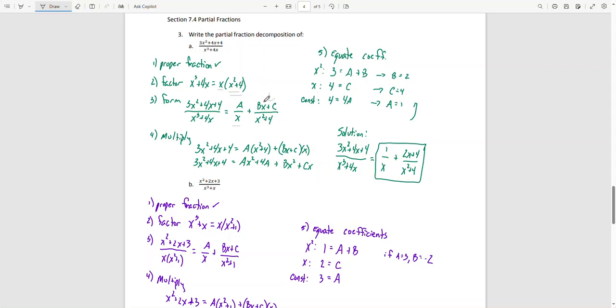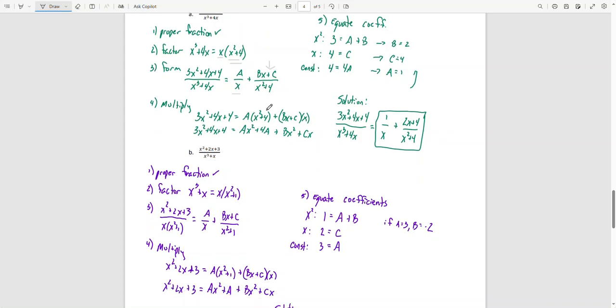Okay, so we have the possibility of a linear function over top of a quadratic, but only a constant when the denominator is linear. Let's multiply both sides by that denominator. We'll have 3x squared plus 4x plus 4 equals a times x squared plus 4, and bx plus c times x. Notice it's like we're cross multiplying. Okay, but we have to keep in mind when there's more than 2, we have to multiply by everything that's missing.